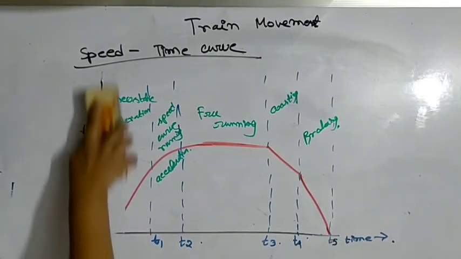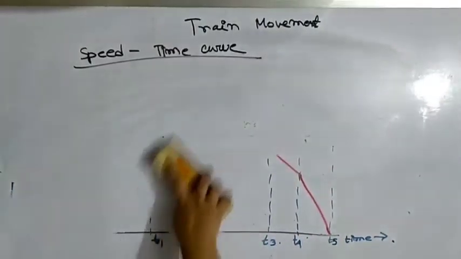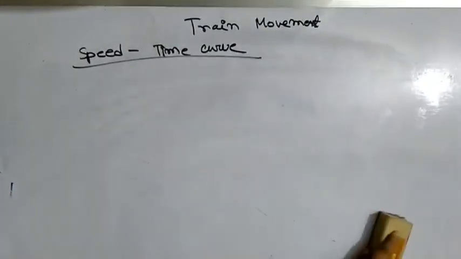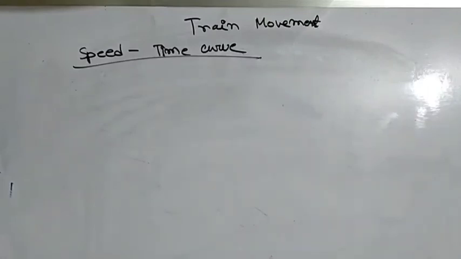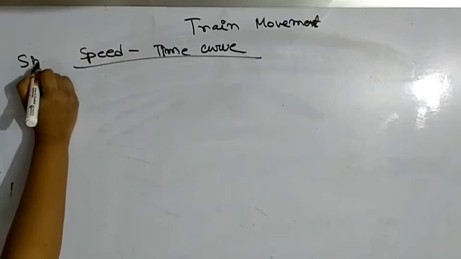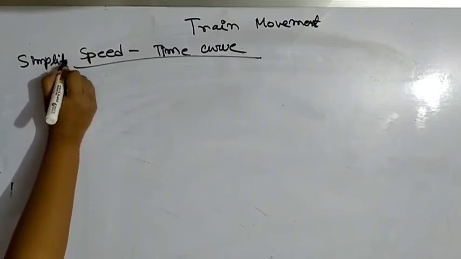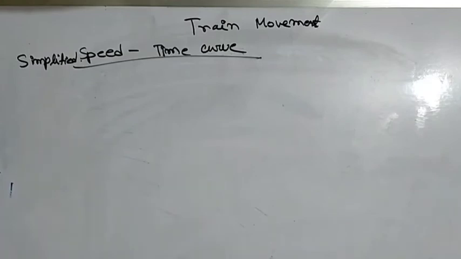Next we discuss the simplified speed time curve. Now, in order to make the actual speed time diagram calculation, simplified speed time curves are taken in such a way as to cause least error, and at the same time calculations are made easy. Okay, now first we draw the simplified speed time curve.